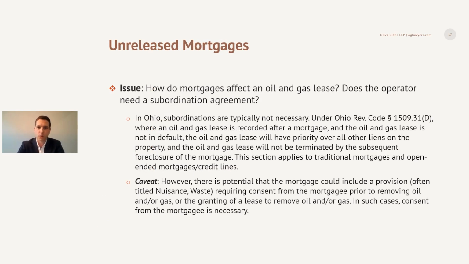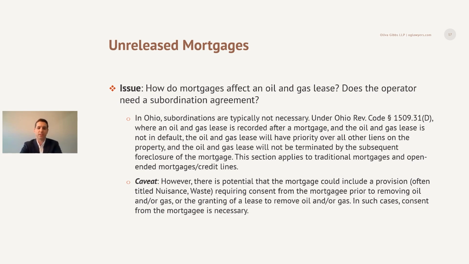Unreleased mortgages. So how do mortgages affect an oil and gas lease? And the critical question is, do operators need to go out and get subordination agreements? Thankfully, in Ohio, subordination agreements are usually not necessary. Under the Ohio Code, where you have a lease that's recorded after a mortgage, as long as that lease is not in default, then that lease is going to have priority over other liens of the property. And even if there is a foreclosure of the mortgage, it's not going to have any impact on the lease.